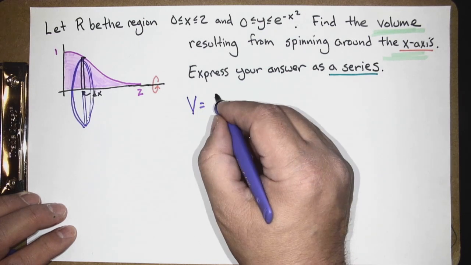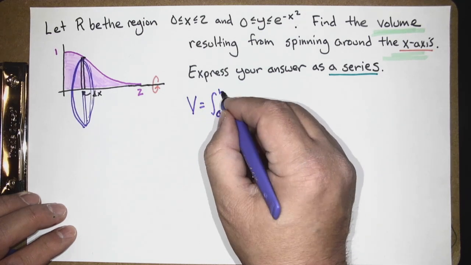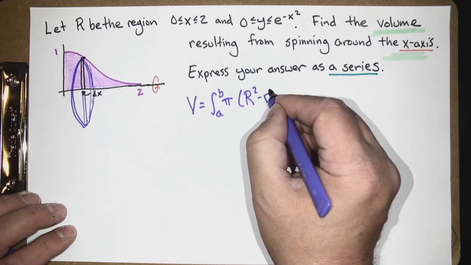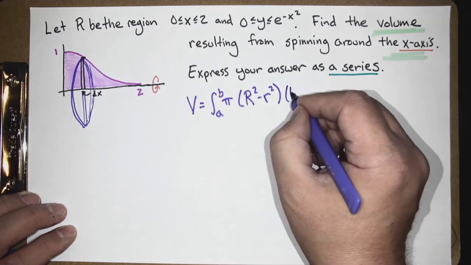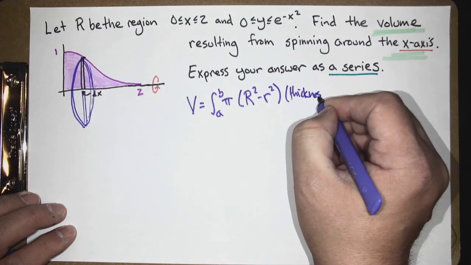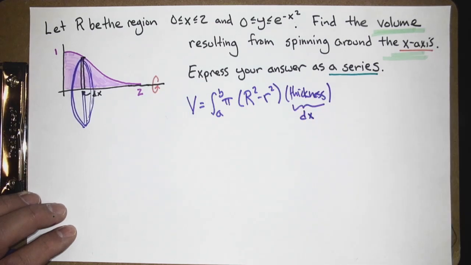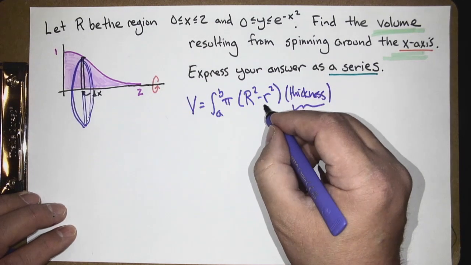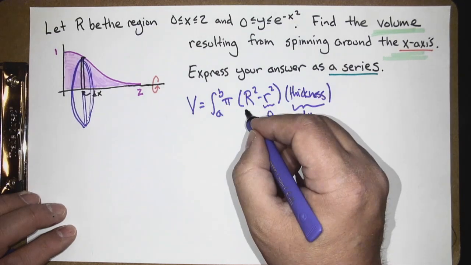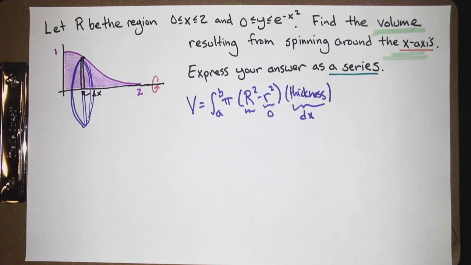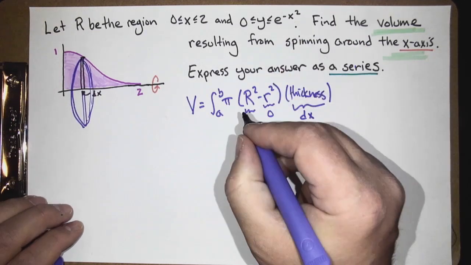So we say, okay, volume is the integral, start to finish, pi, and we have our big radius squared minus our little radius squared, and what we call thickness. Now in our case, the thickness is the change in x, because we're slicing. The little radius is 0. What's the big radius? e to the negative x squared.